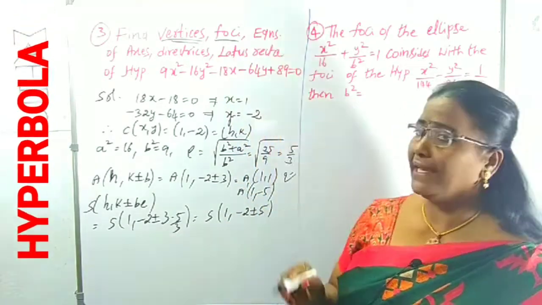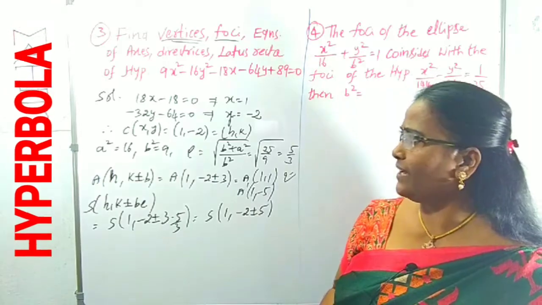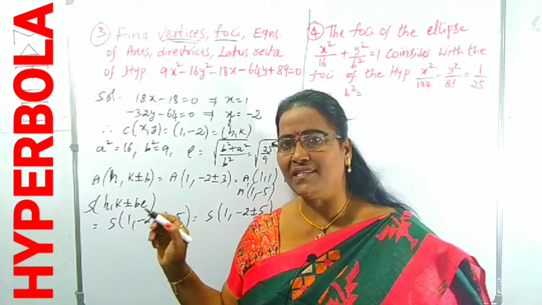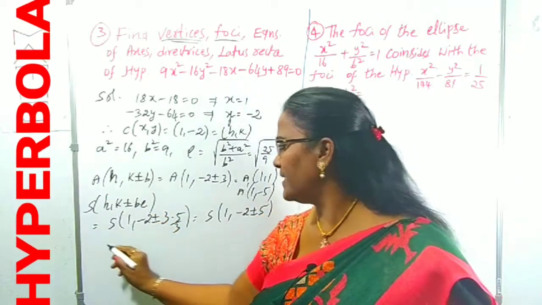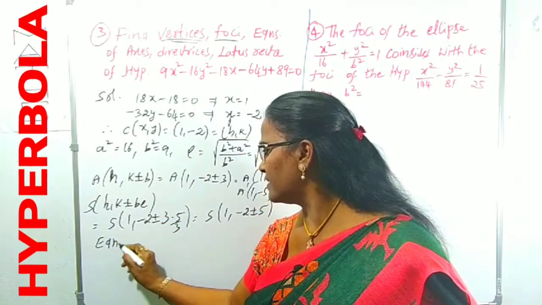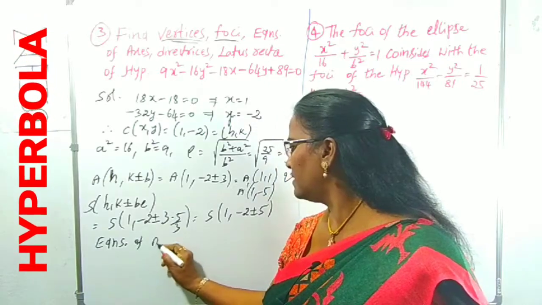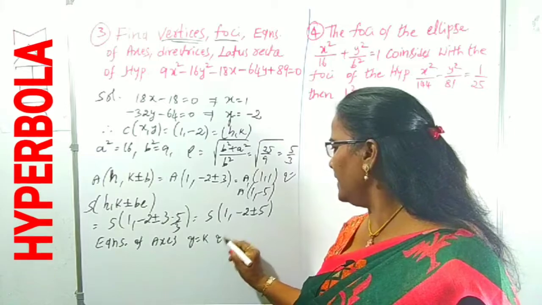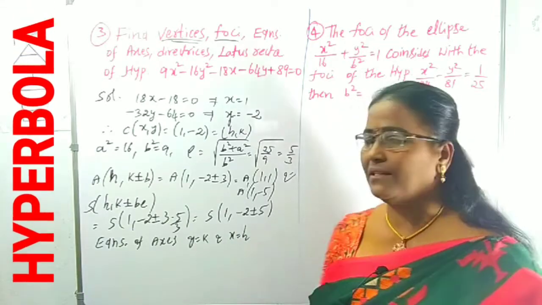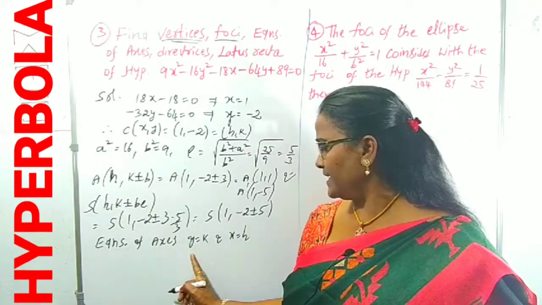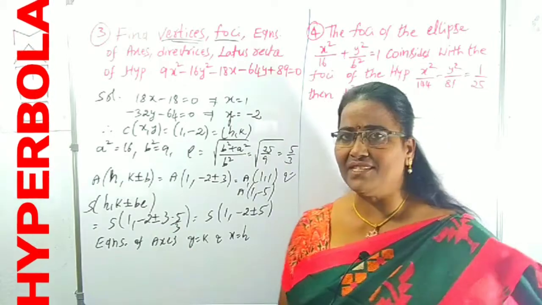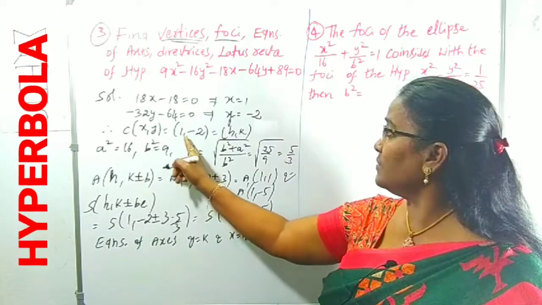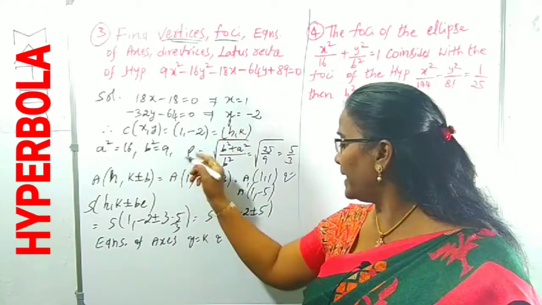Now what is it asking? Equations of axis. The axes are called the transverse axis and the conjugate axis. The equations of the axes are y equals k and x equals h. These are the transverse as well as the conjugate axis. Clear? Now y equals k means y equals minus 2.